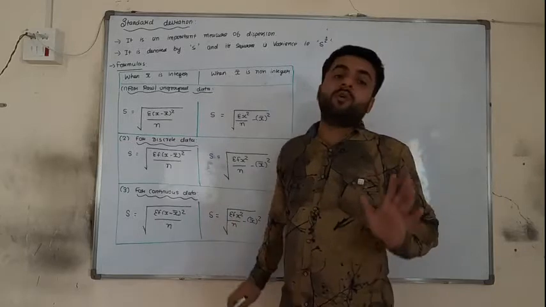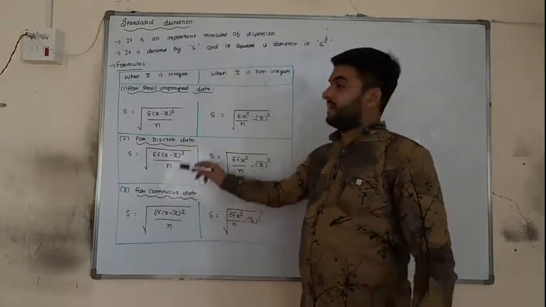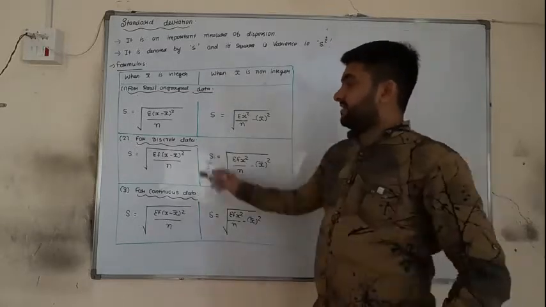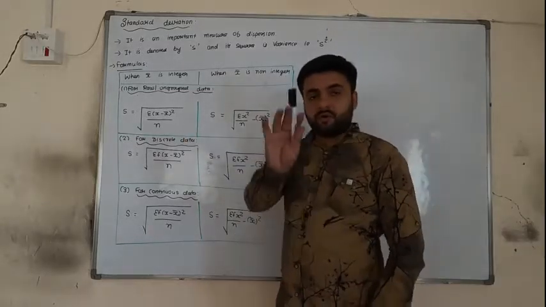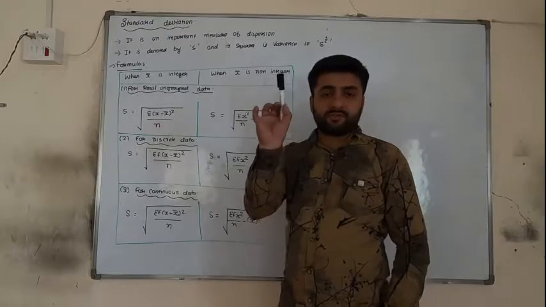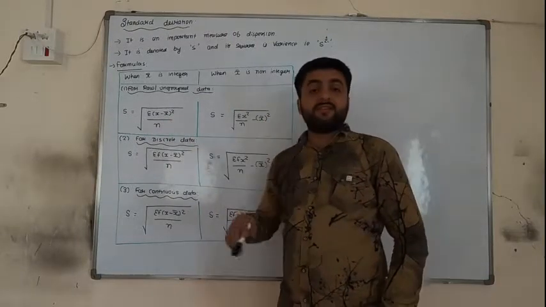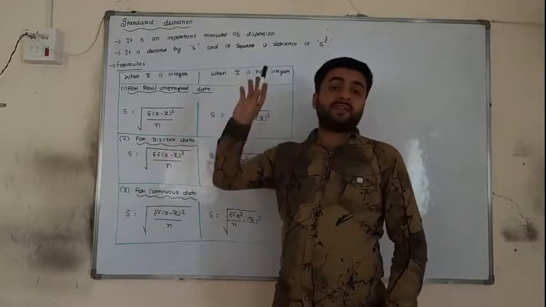In the other formula we will take more time. Columns are more there and here columns are less. Why? I will say the reason. See, this is raw or ungrouped data, so only observations will be given. So the first column is x. Then you have to prepare a column of x minus x bar. Then you have to prepare a column of x minus x bar square.